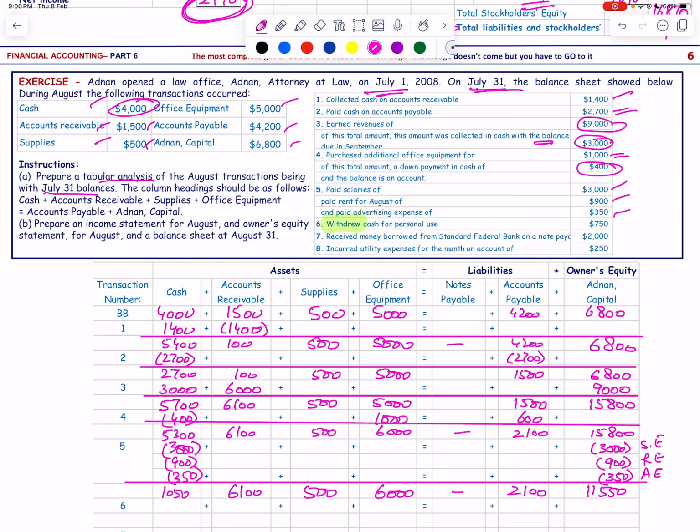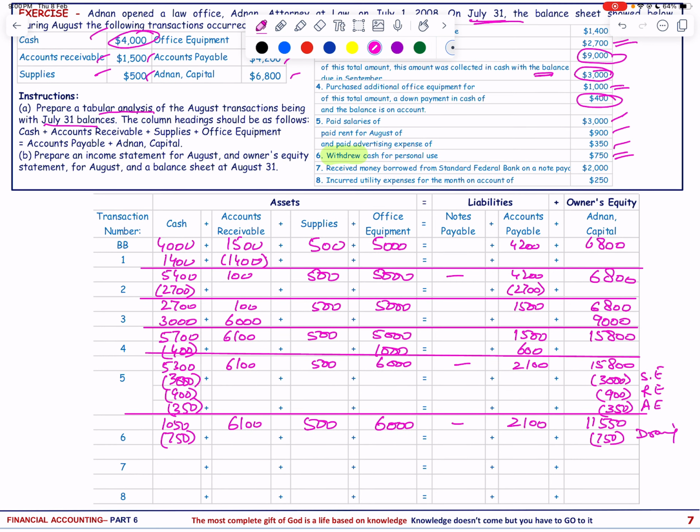Okay. Then withdrew cash for personal use 750. So cash will decrease by 750 and the capital will decrease by 750. Drawing. So we make the total. The total will be 300, 6,100, 500, 6,000, and then 2,100, and this will be 10,800.